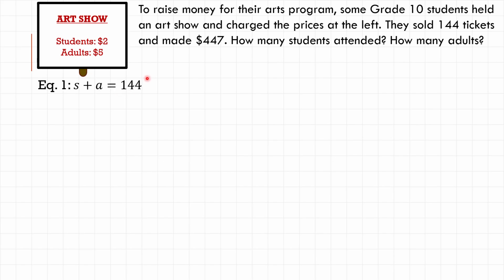We also know that the students made $447. So what does that mean? That means that if you take the number of students, whatever that number is, to find out how much money you made from the students, you have to multiply that by the price per student, so times 2. To find out the amount of money you made from the adults, you take the number of adults and you multiply that by 5. And when you add those two together, the amount of money you made from the students plus the amount of money you made from the adults, you should get $447. So these are our two equations.